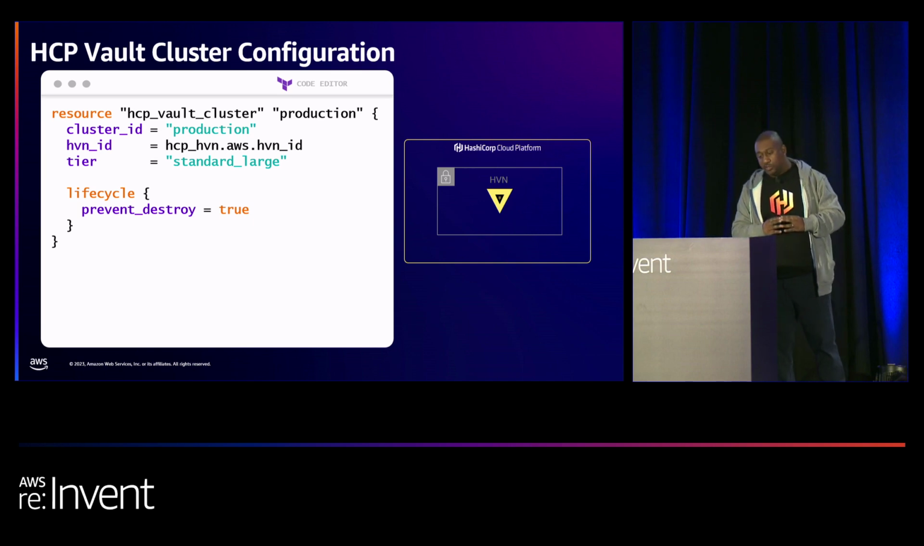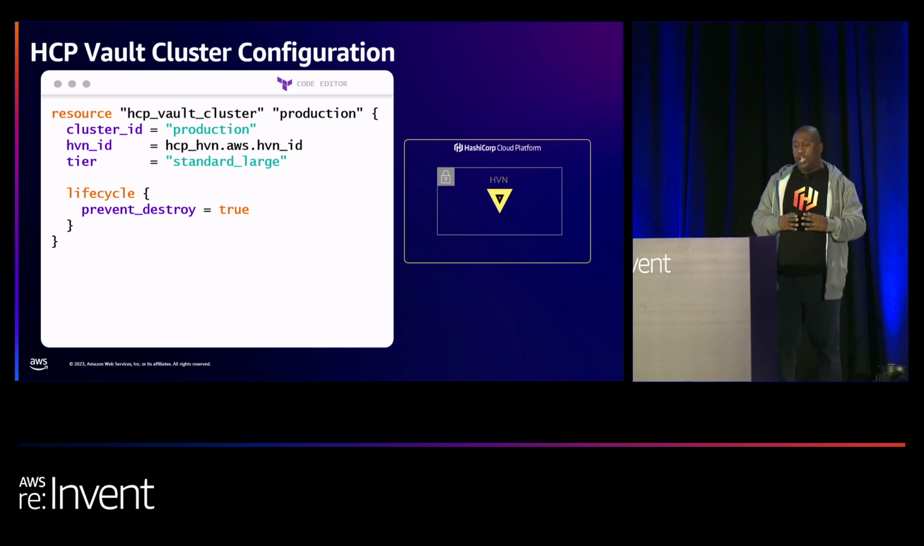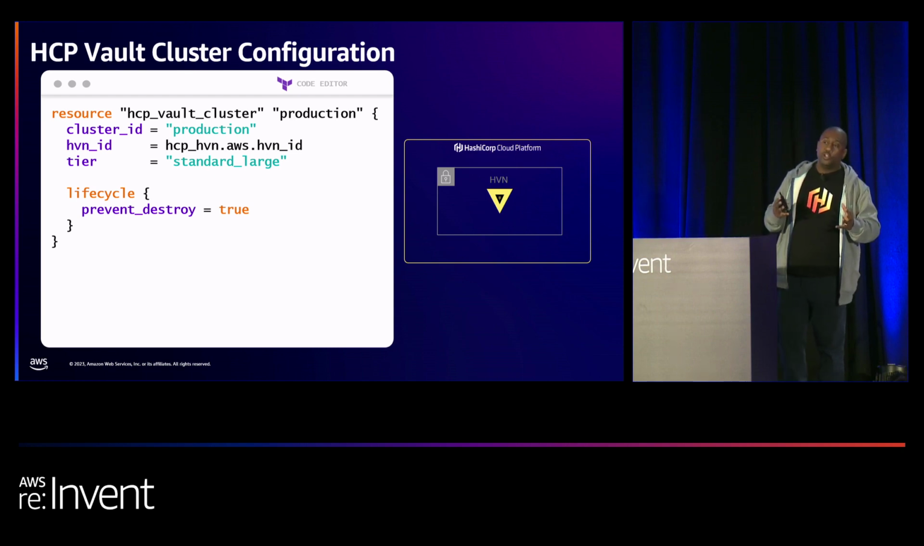So we have this resource, which is the HCP Vault cluster. We give it a name, production. I probably should have called it PKI, if I'm being brutally honest. And we want to tell it what the HVN ID is that we want to deploy it to. And then we have things like tiers, right? If you're going to deploy a managed Vault, there are different size Vault clusters and different capabilities that you can deploy to. If you're a small organization, there are tiers which are a bit more relevant and make more sense for your scale of organization.